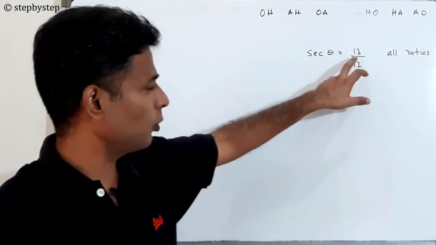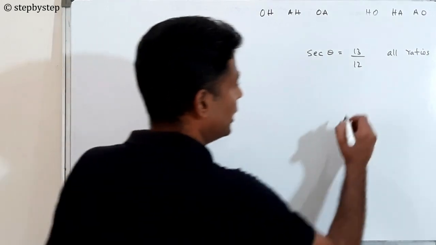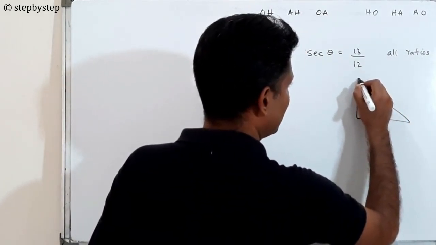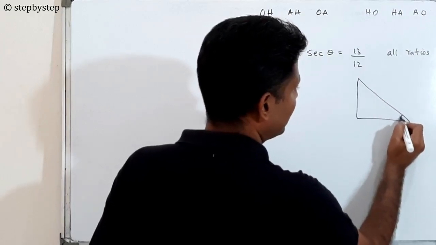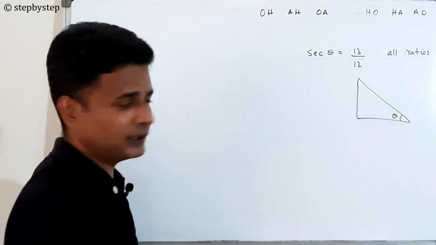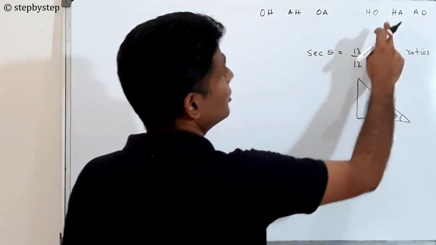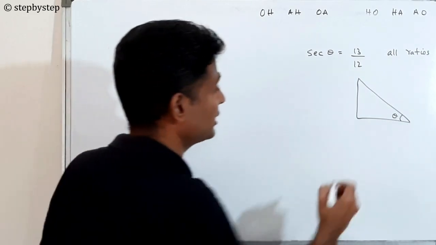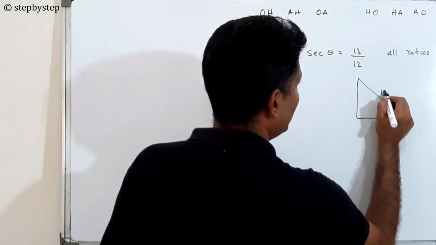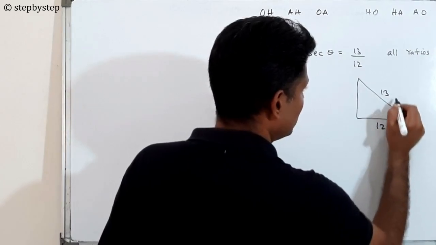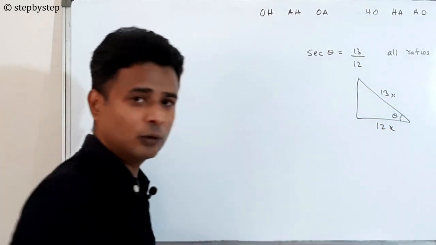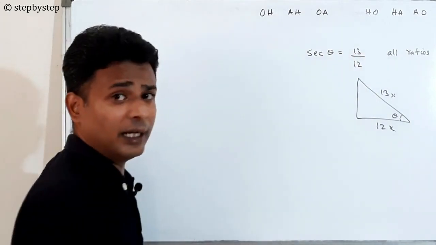Now again they have given us the ratio of secant theta, so I will draw a right angle triangle and let this angle be theta for instance. Secant is the reciprocal of cos, cos is adjacent by hypotenuse, so secant is hypotenuse by adjacent. So this will be 13x, this will be 12x, h by a, right?